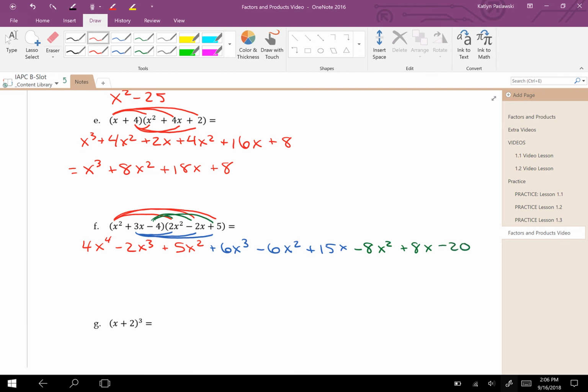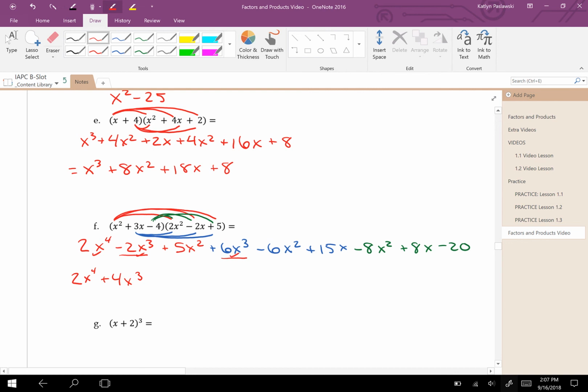Now I want to go through this whole list and combine like terms where possible. So we have 4x to the power of 4. I'm going to check that one off because that one is used. And I don't know how I got that 4. That's my mistake. This should be a 2. There we go. Now the 3, because we always write in descending order. So we have negative 2x to the power of 3 here. And that's the only 2. So we have negative 2 plus 6 is positive 4x cubed.